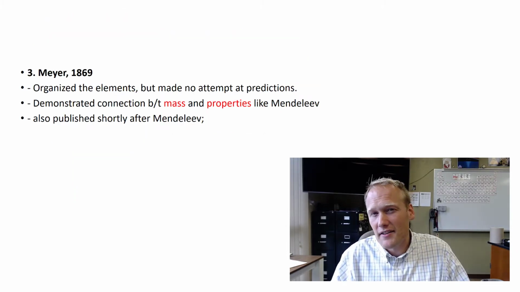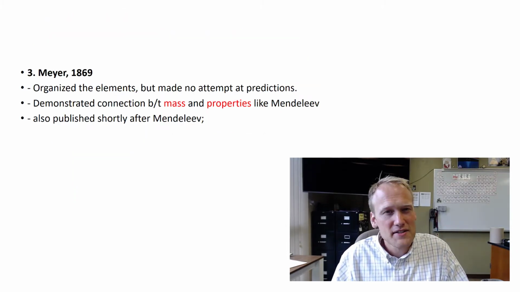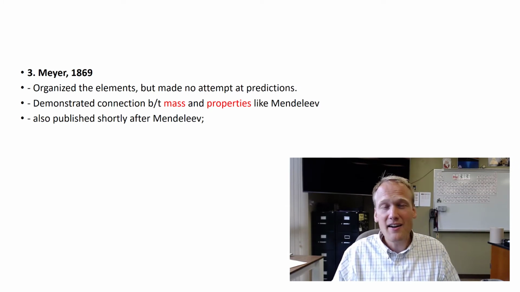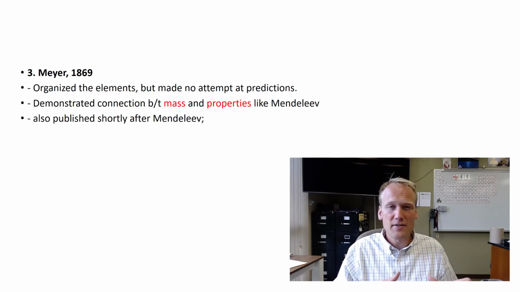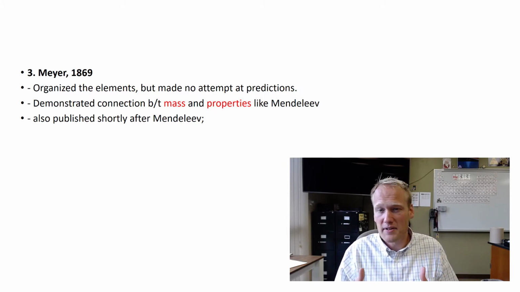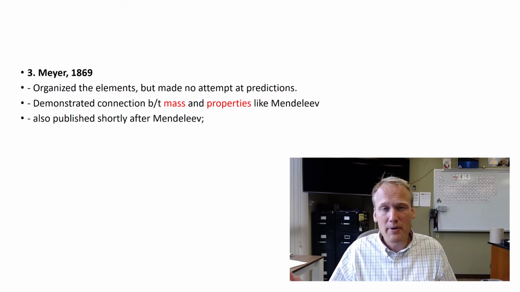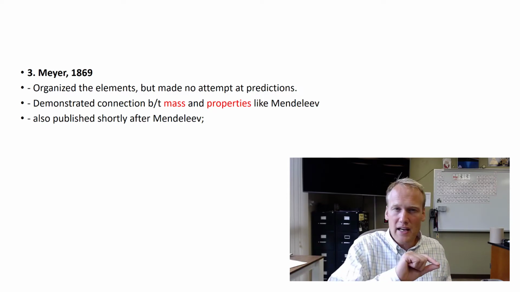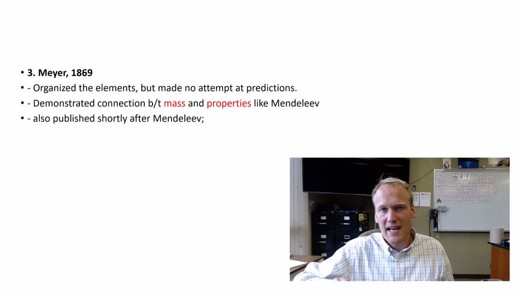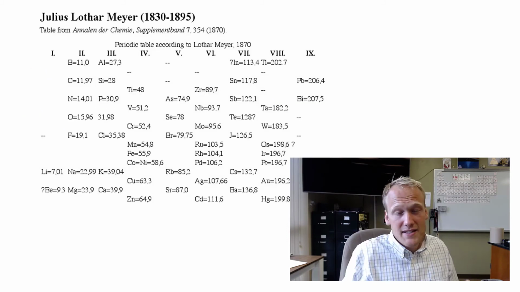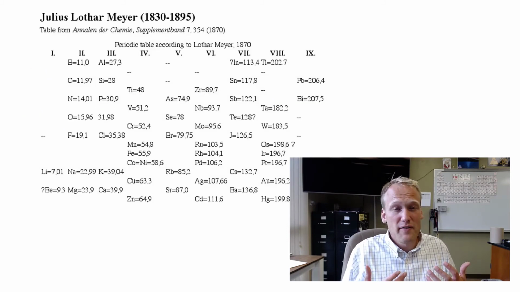Then we get to Meyer, who is probably one of the more forgotten scientists when it comes to the periodic table. He worked at the same time as Mendeleev, who usually gets all the credit, and Meyer actually came up with a very detailed table for how to organize the elements. He organized the elements based on their mass and properties. So he ordered them by increasing mass, and then he put them in columns when they had similar physical and chemical properties. This is a representation of one of the first periodic tables that Meyer developed.